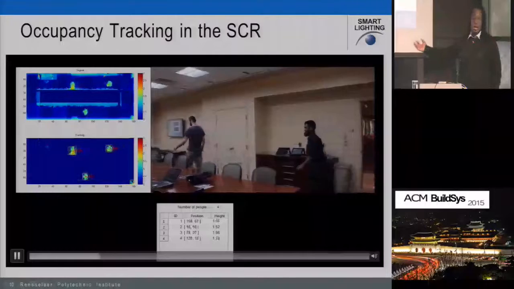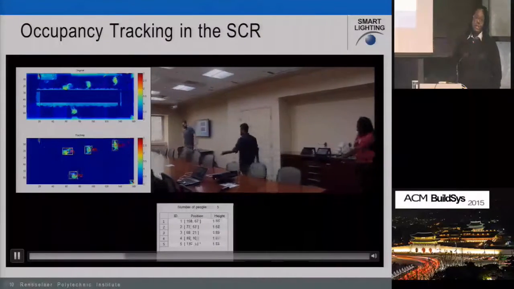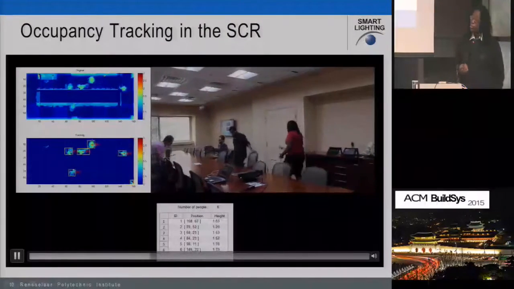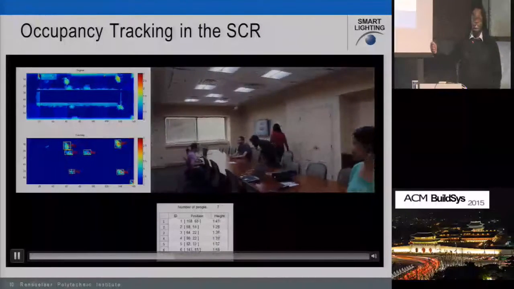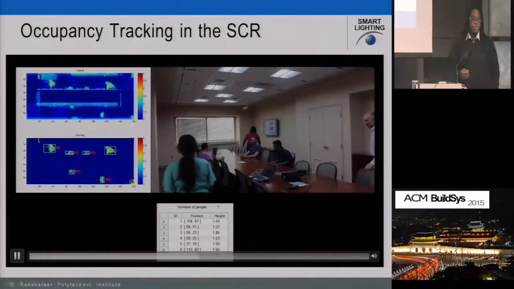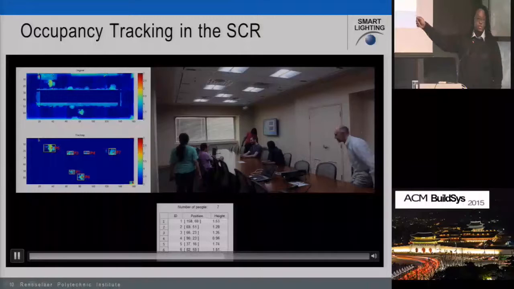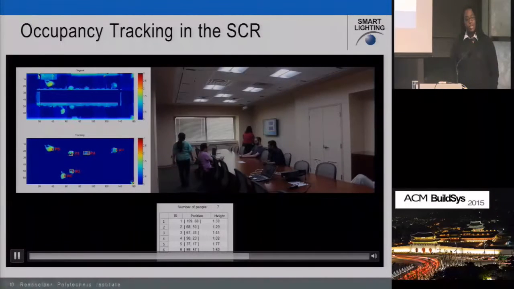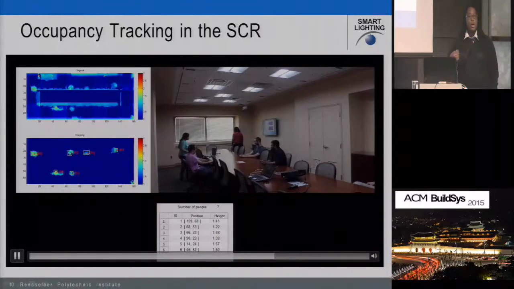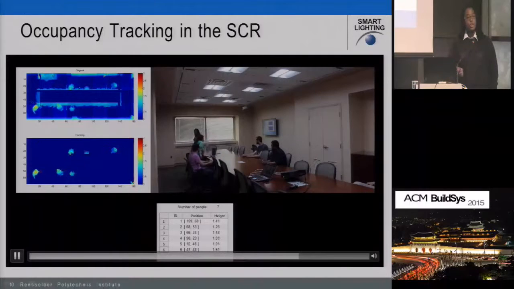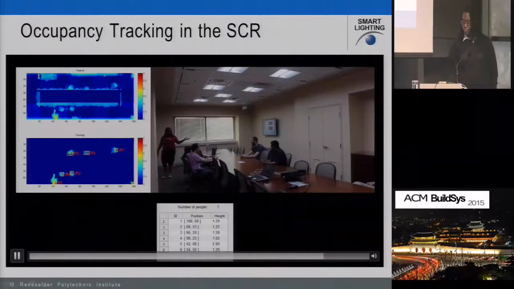Here you can see as the occupants come into the room, we're able to detect them, give everyone a tag, and more importantly, we're able to get the relative position and height of all these occupants. With this information particularly, we can move on towards activity modeling, determining whether there's a PowerPoint presentation going on, whether someone has fallen, etc.